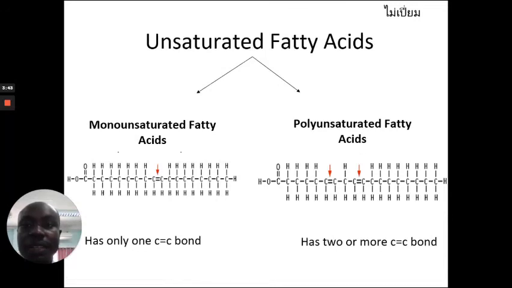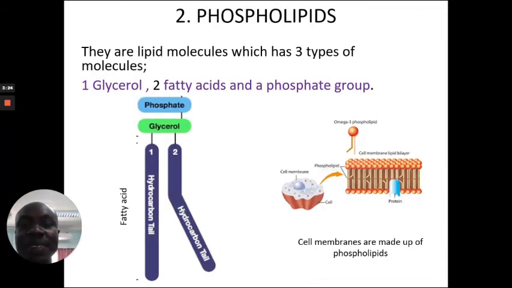Now, the unsaturated sometimes have only one double bond, and we call that monounsaturated. Mono means one. And sometimes they have more than one double bond, and we call that polyunsaturated. Poly means many. Let's talk about the second type of lipid, phospholipid.